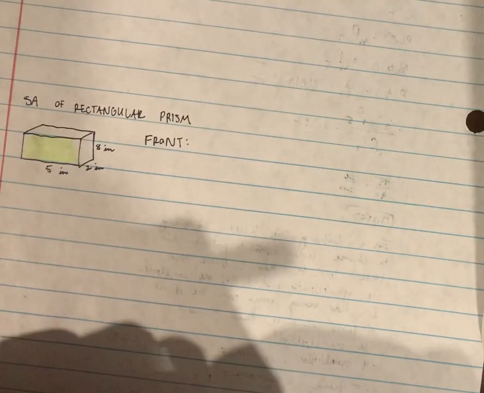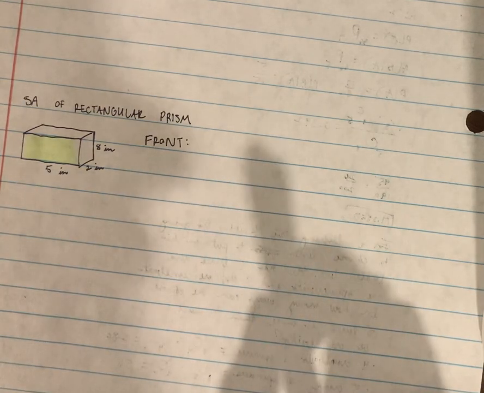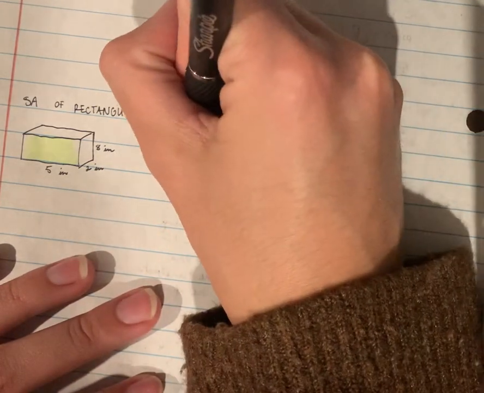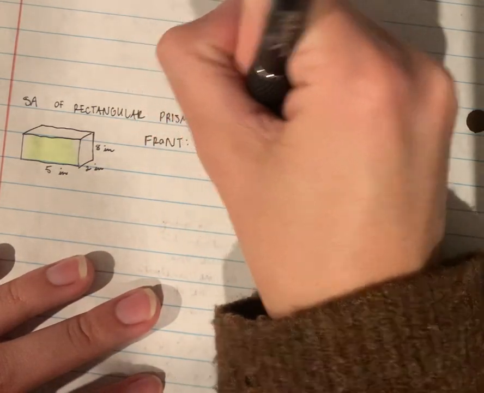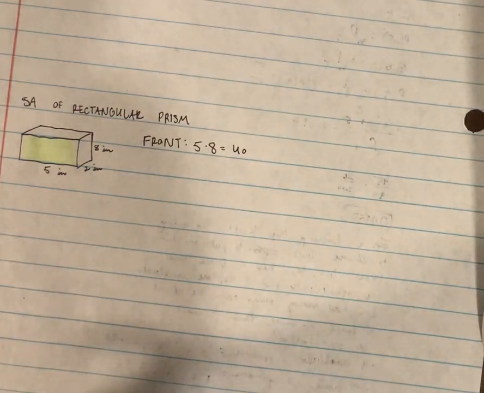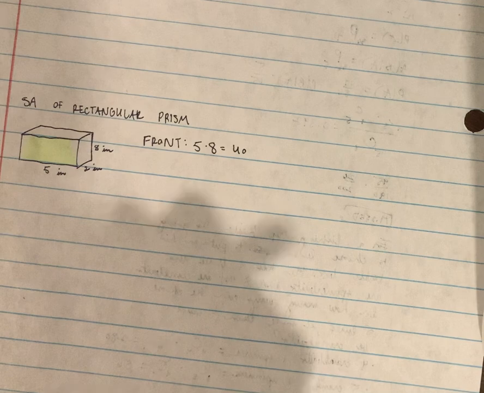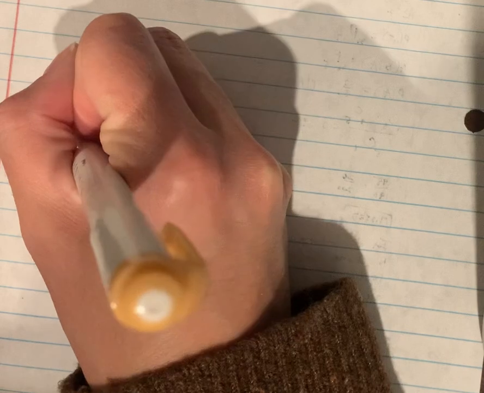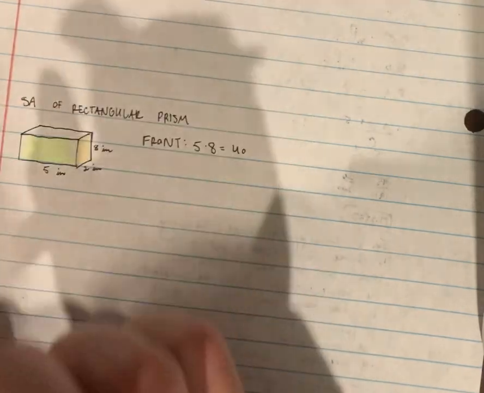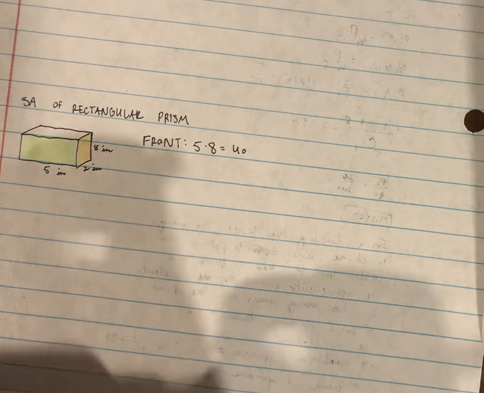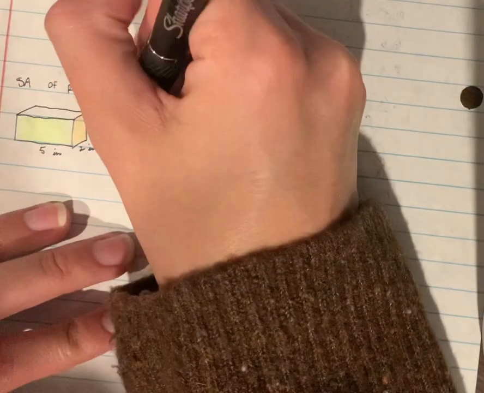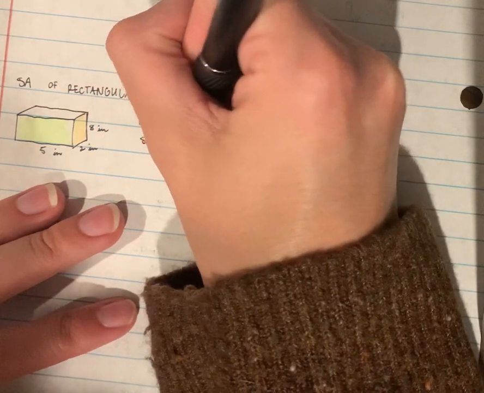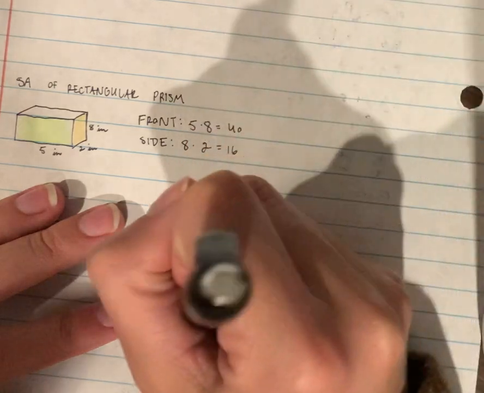This is the front. So to do that, you multiply the base times the height. So it'd be 5 times 8 equals 40. Okay, next we are going to find the area of the side of the prism, which would be this portion right here. And so again, base times height, because it's a rectangle, super easy. So here we have the side, 8 times 2 equals 16.